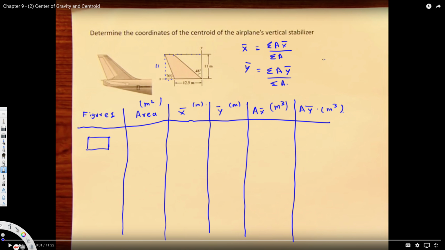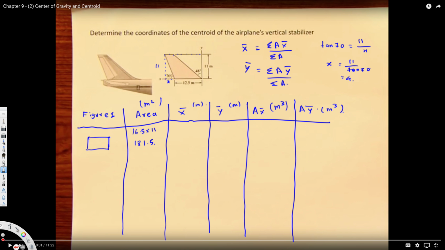So if I use tan theta, it's opposite over adjacent, so tan 70 is equal to opposite, which is 11, over adjacent, which is what we have to find. Let's say this is x. So x is going to be 11 over tan 70, and if you plug this into the calculator, you will get 4. So this is the value right here. So it's going to be 12.5 plus 4, which is 16.5, therefore the area is going to be 16.5 multiplied by 11, and if you multiply, you will get 181.5.